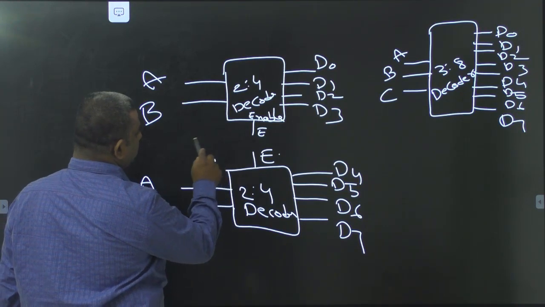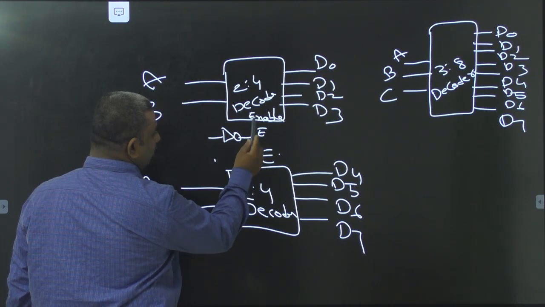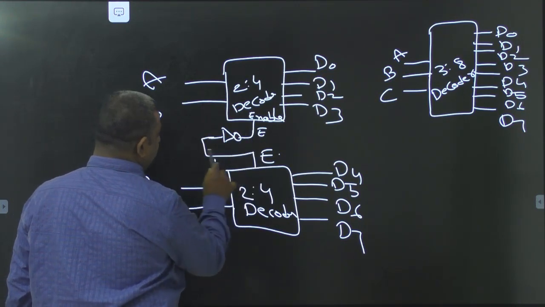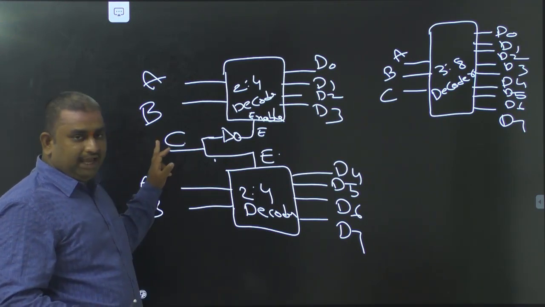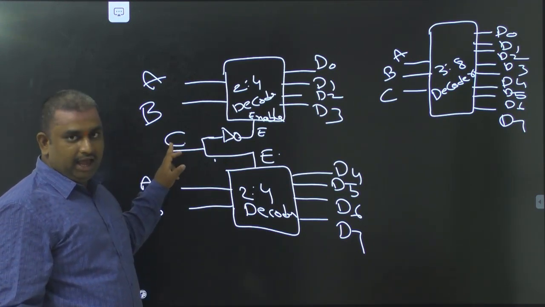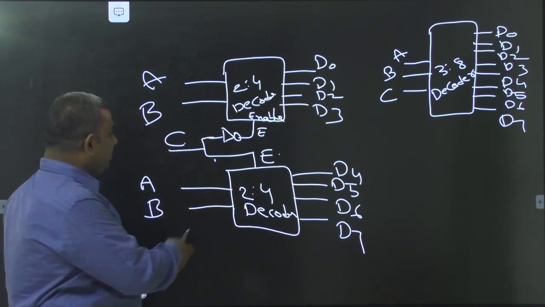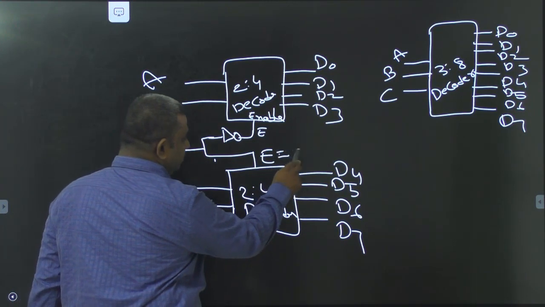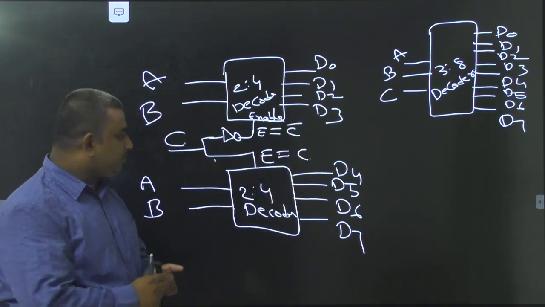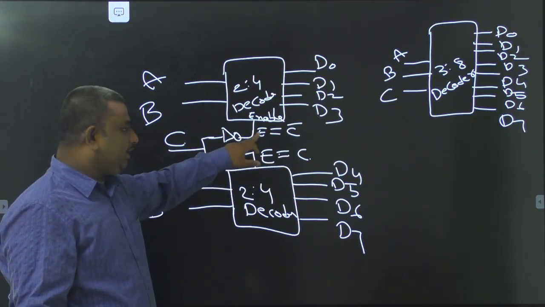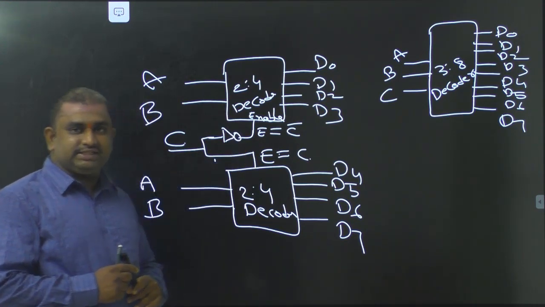See here, I am taking a NOT gate. This NOT gate I have connected here, and this is the original signal. This is the second input C, so I have connected C like this. Here enable is equal to C, and here the enable is equal to C bar. Okay, it is a very simple thing. I have taken the signals like this.